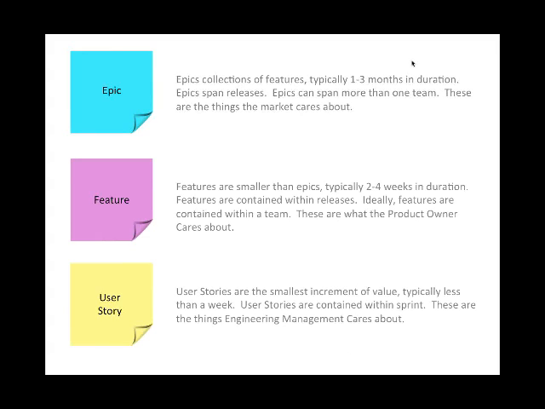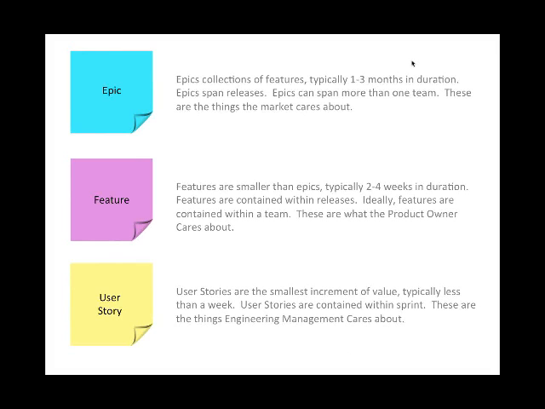I tend to standardize on this idea of epics being collections of features, 1 to 3 months. They're kind of big. Maybe they span releases. We have the idea of features that are maybe smaller than epics, typically 2 to 4 weeks. Ideally, features are contained within a team, but they could be things that span different teams, stuff that the product owner is really driving into the product. User stories being the smallest increment of value, typically less than a week. What do we say, about 1 to 3 days, something like that. User stories are always contained within a sprint. So there's this relationship basically between big stuff, medium stuff, and small stuff.